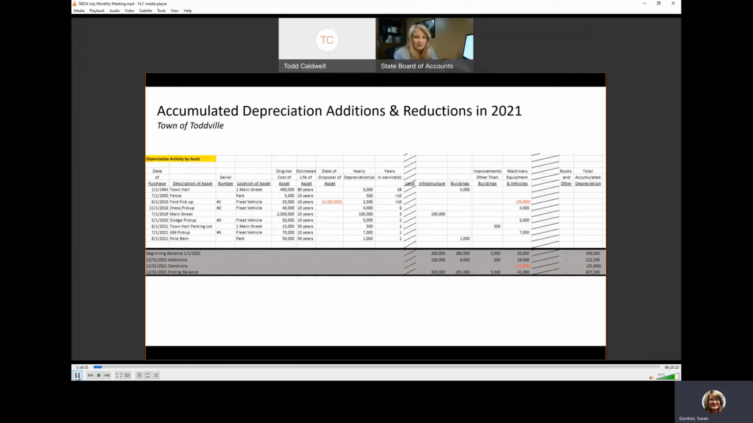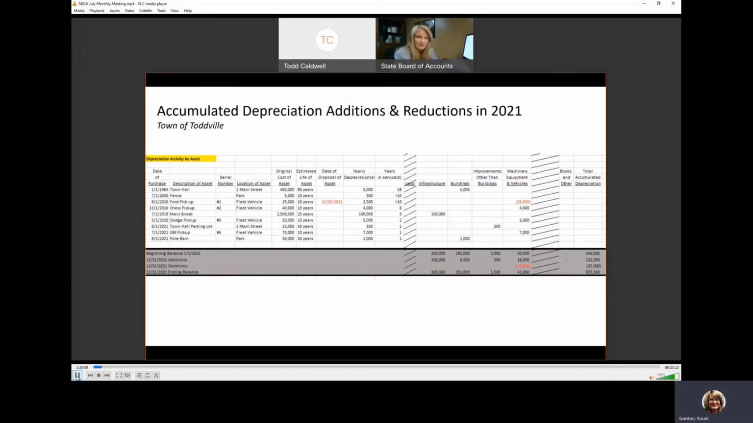In 2021, you can see the additions there. The $100,000 was from the street. The $6,000 was a combination of town hall and the pole barn. The $500 was from the parking lot, and the $16,000 was a combination of those three vehicles. So those are my additions for 2021. And then the reduction, the only reduction I had was the one pickup truck, and I took out $25,000.